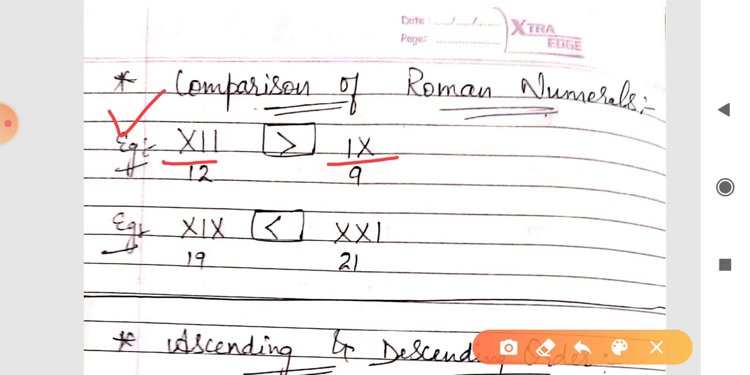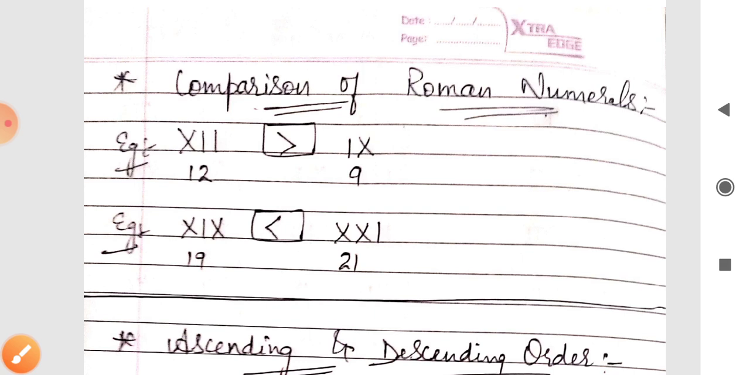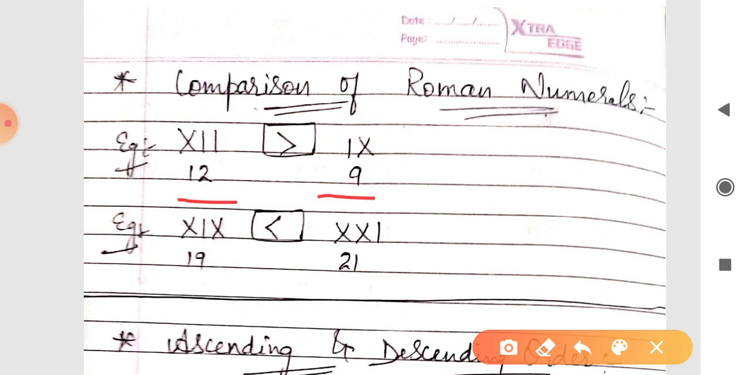First of all, you will write their Indo-Arabic numerals. XII is the Roman numeral of 12, so you will write here 12, and IX is the Roman numeral of 9, so you will write here 9. Now you will compare 12 and 9. 12 is greater than 9, so you will use this sign, that is XII is greater than IX.